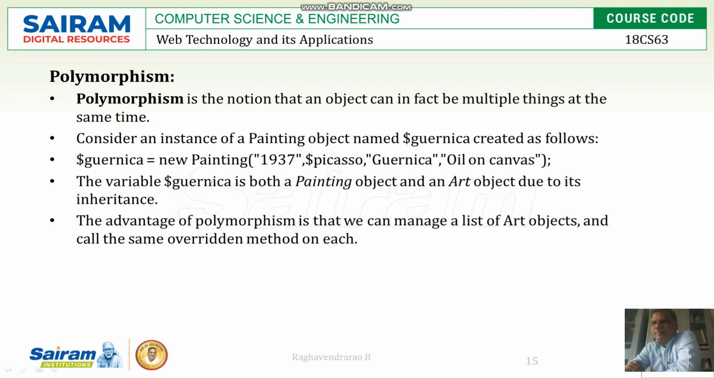Next is about polymorphism, which means one name, many operations. Polymorphism is a notation used in object notations for the fact of multiple things at the same time. A simple example: here the box is there, and draw is one function that you are going to use.